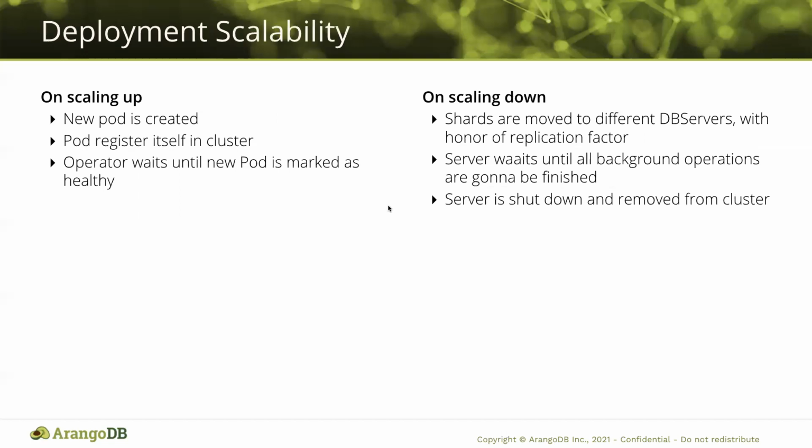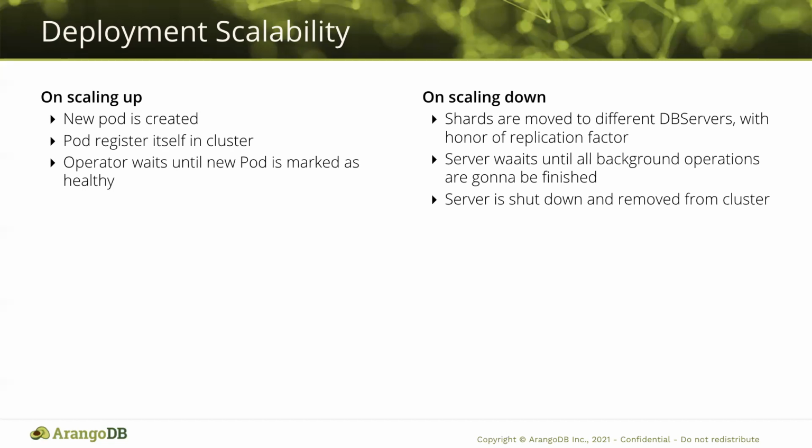So how can we scale our cluster? We have started, and now we figure out, oh, we need more nodes. Scaling up is pretty easy. We change our config YAML, or we can also do kubectl scale. In that case, a new pod is created. That instance, for example a DB server or coordinator, will register in the ArangoDB cluster, and the operator will just wait until that new instance is marked as healthy, and then continue with its operations.